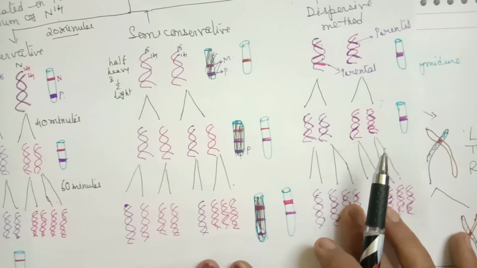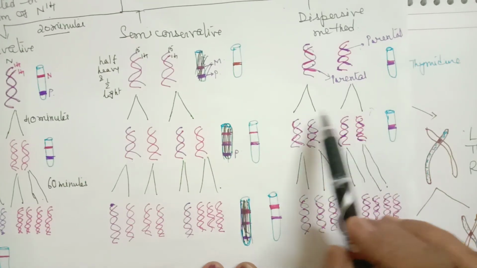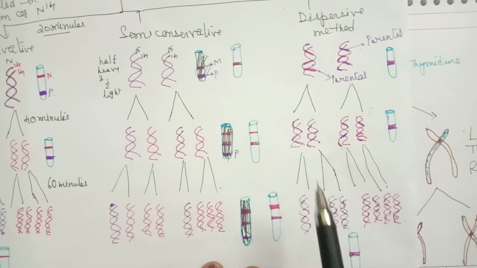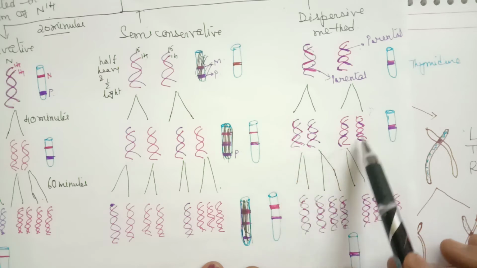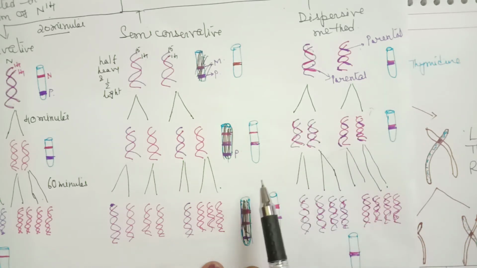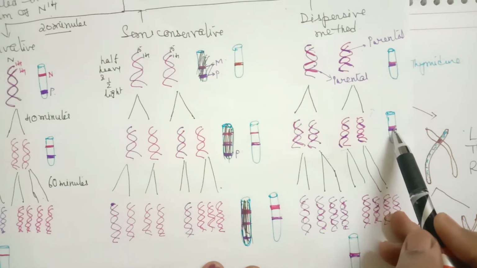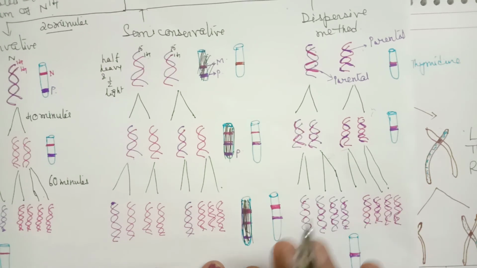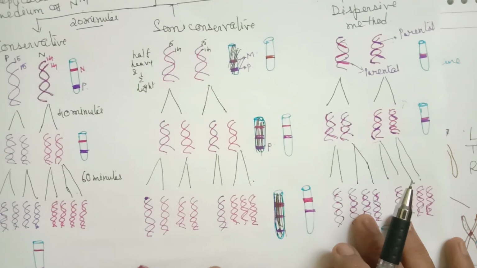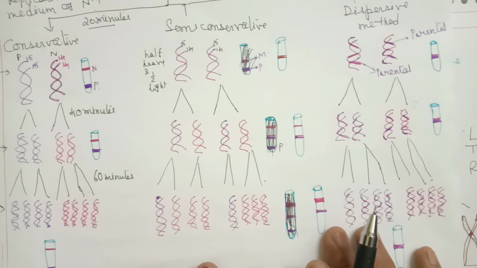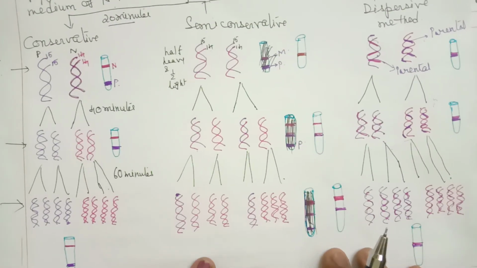But for dispersive, the result is different. Both parent and new strands are present, distributed on all the DNA molecules formed, randomly. So again, a band is formed only in the middle. It can be a little thicker, but a band is formed only in the middle. So by the second generation, we can eliminate even dispersive. That's how dispersive was also eliminated by the second generation.